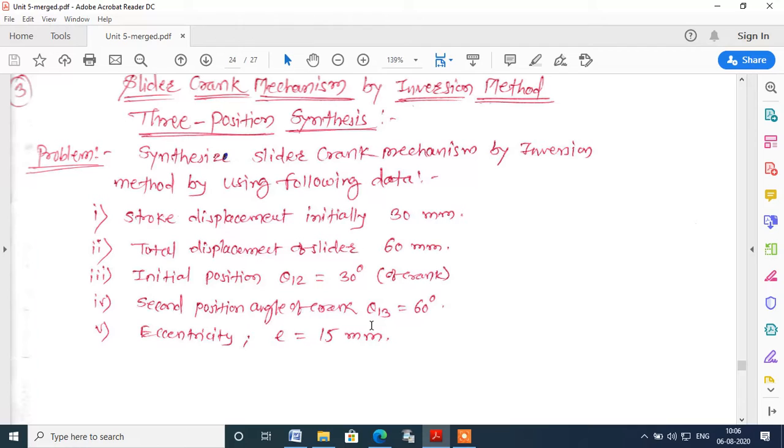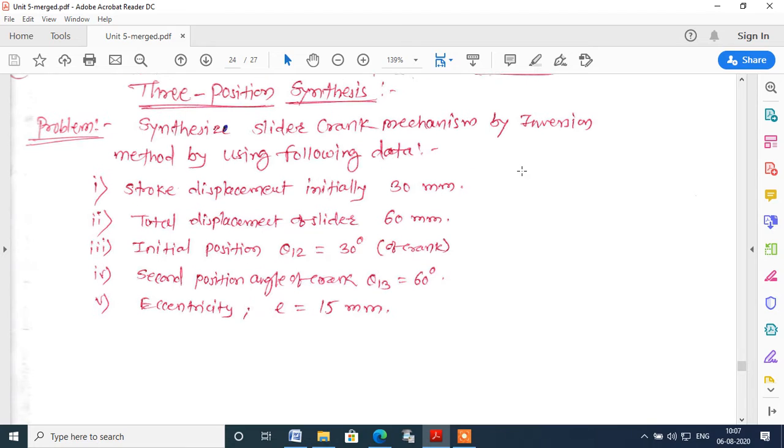Here it is given: synthesize the slider crank mechanism by the inversion method using the following data. Here it is mentioned in the question, inversion method, so you have to solve this problem by the inversion method. If it is not mentioned by which method you have to solve, then you can use any method. Just writing the answer by using this method, the solution is given like this, so you have to write it in the answer sheet.